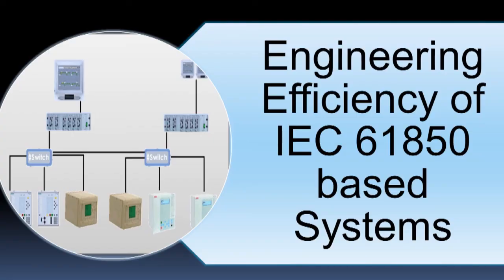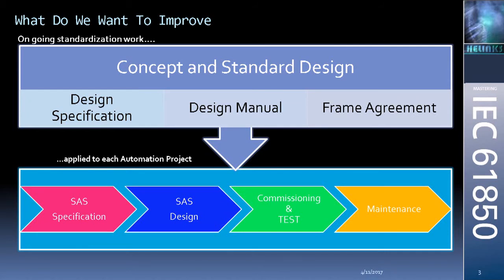So we come to the point of engineering efficiency. To gain this efficiency, we have to do things differently from before, and 6150, the standard itself, is providing the means to it. We just have to take this into our hands and do it.